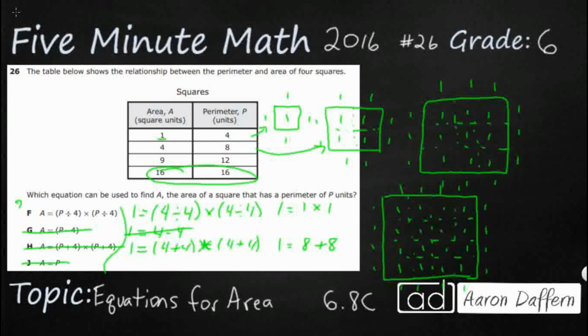I'm going to do one more down here, and let's do our 9 and 12. So area 9 equals, so I've got 12 divided by 4, and that's going to be times 12 divided by 4, so that's 9 equals 3 times 3, and yes, that does work. So our answer is going to be F.